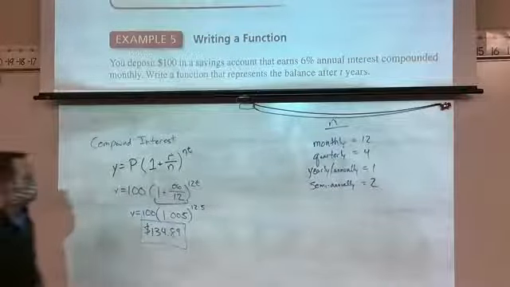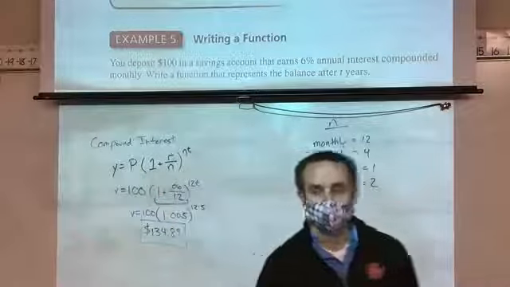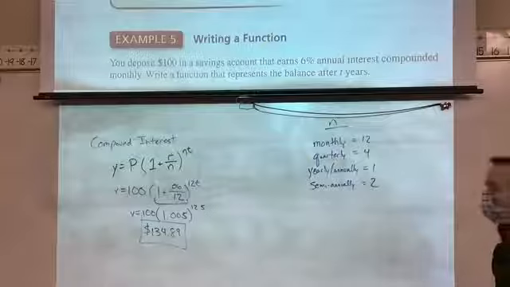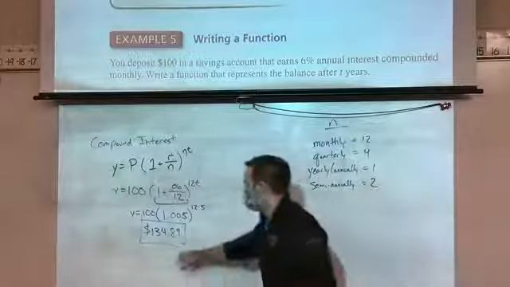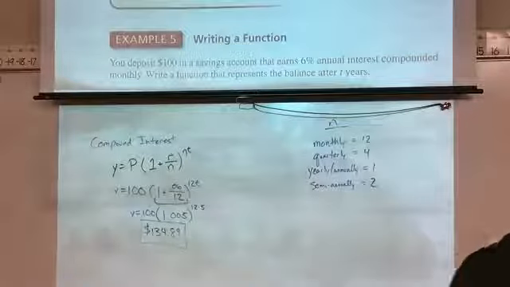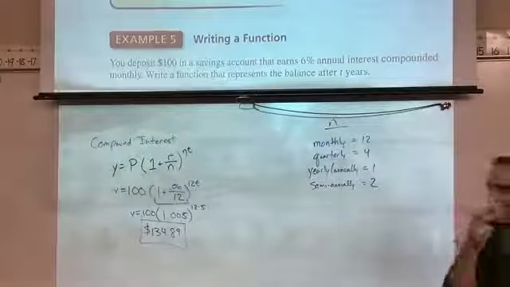Okay. This was a lot of stuff. A lot of formulas, a lot of letters, a lot of numbers. Mike? Over here, round up every time. Yes, round to the nearest cent. Yep, so two places after the decimal for sure. Good. Any other questions about this?